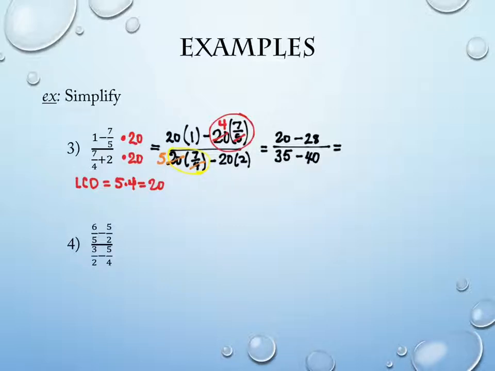So now we've got just subtraction of numbers, right? What's 20 minus 28? Negative 8. And what is 35 minus 40? Was it minus or was it plus? I switched it here. There we go. Positive, positive. Get those fixed since I made that mistake. Thank you. 35 plus 40, 75.